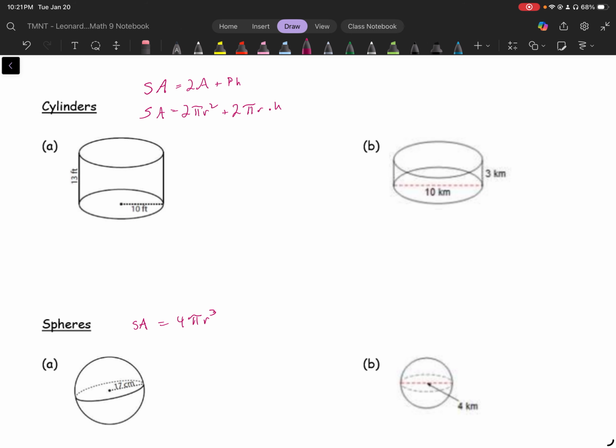So the surface area of a cylinder is 2 times the area of the base plus the perimeter of the base of the shape times the height. So we'll be taking a look at it a little bit more in depth. And since this is a circle, what we know is that we have 2 bases. So that's where that 2 comes from. Now the area of the base is going to be pi r squared.